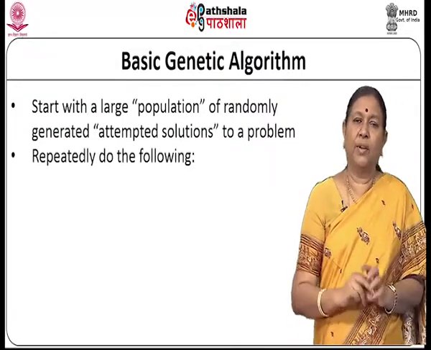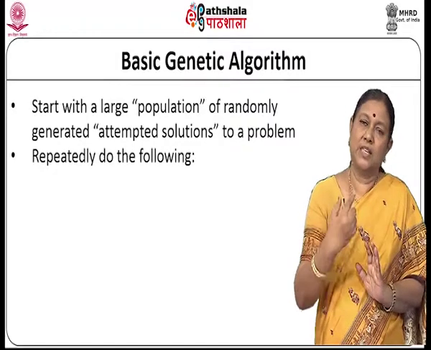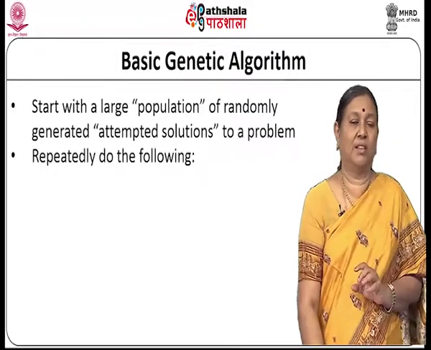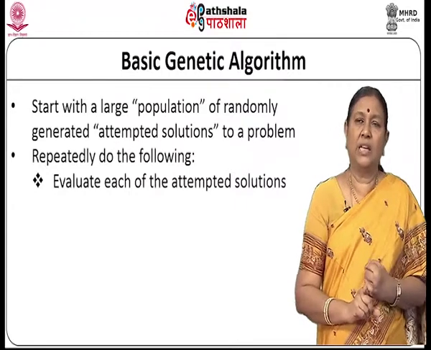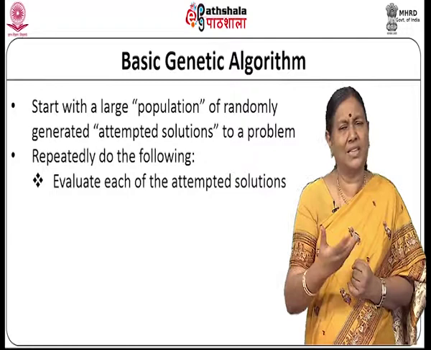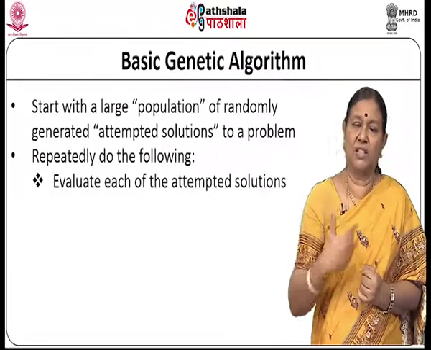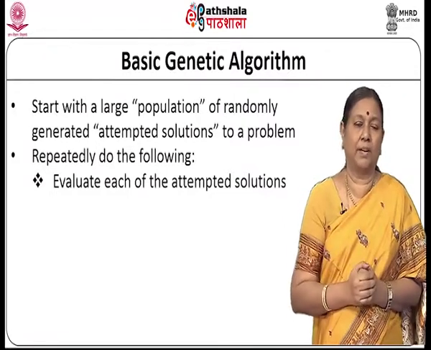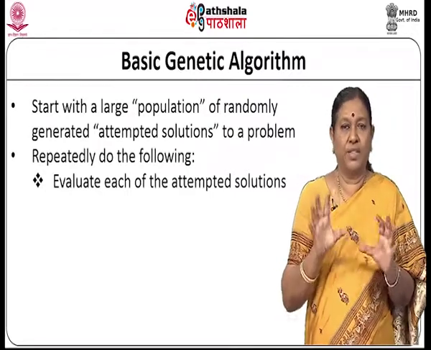Then you have to repeatedly do the following. Repeatedly means each iteration or each generation as it is called. So, what do you do? Evaluate each of the attempted solutions. So, you have got a set of solutions, initial solutions, which can be random, but as you go along in each iteration it becomes better and better, supposed to become better and better. So, evaluate each of the solutions.